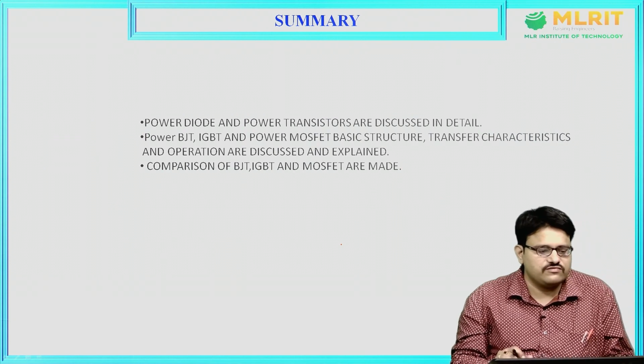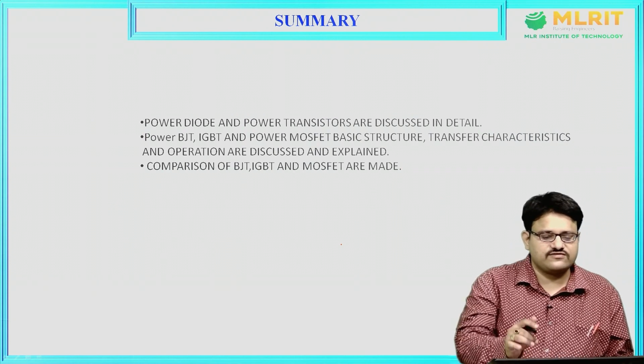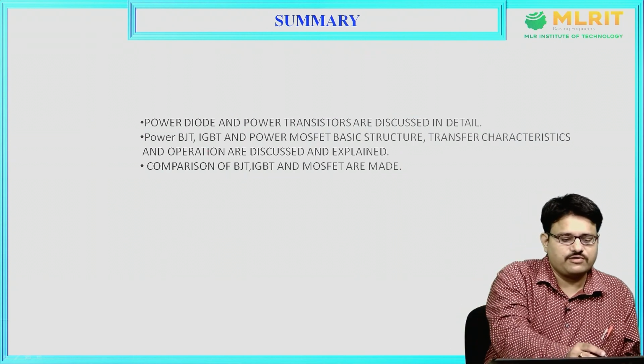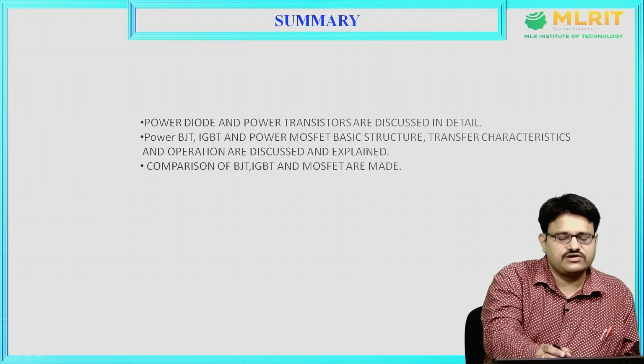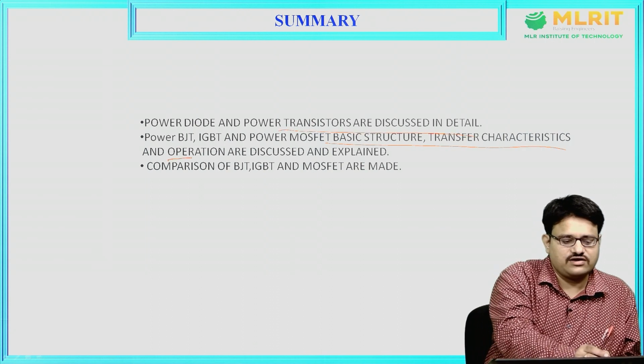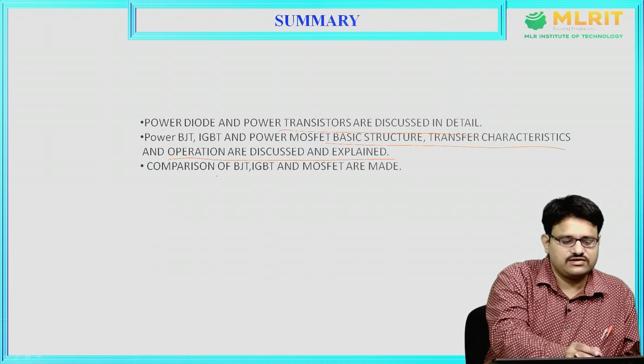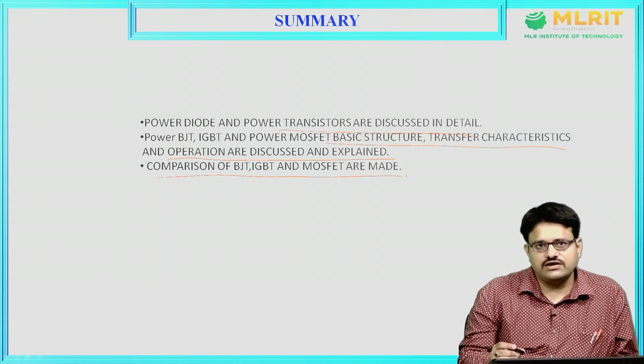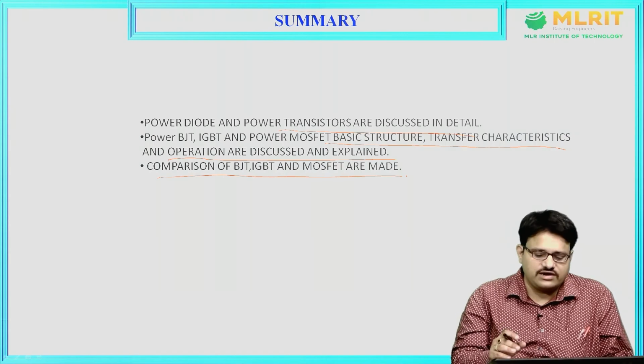So, summary: we have discussed the power diode and power transistors in detail. Power BJT, IGBT and power MOSFET are the different types of power transistors. Basic structure, transfer characteristics and operation are discussed and explained. Comparison of BJT, IGBT and MOSFET is made and also explained in detail. Thank you.